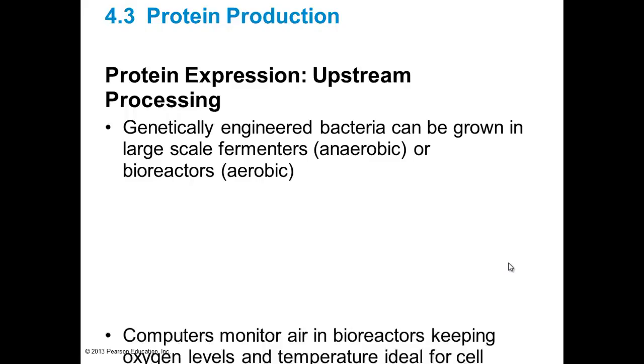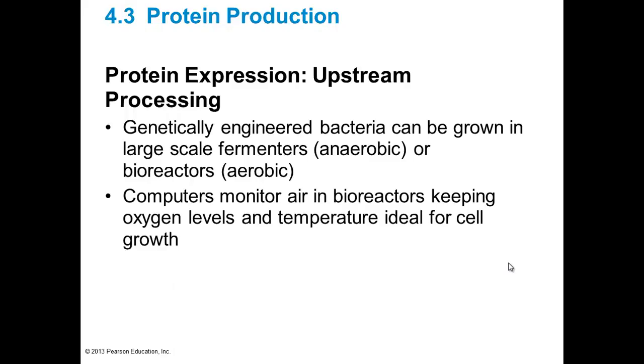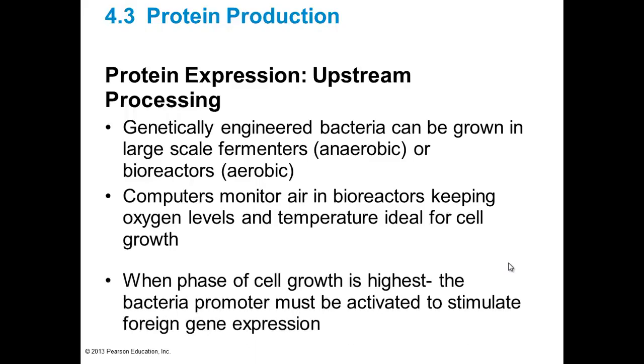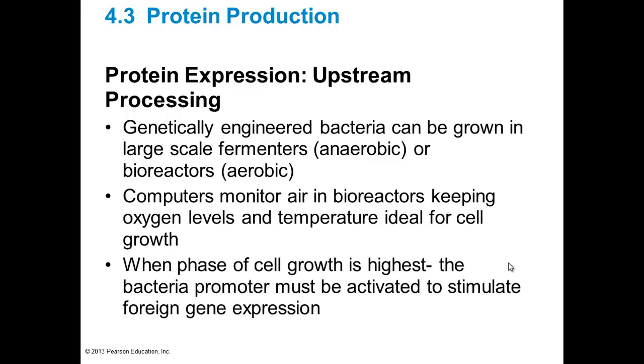Fermenters are generally anaerobic, bioreactors are aerobic. And then you have computational process control that monitors the air, keeps the temperature and oxygen levels optimal for growth. And then once you have the highest amount of cells, the phase of growth that is highest, then you stimulate your bacterial promoter to produce lots and lots of protein. There's no need to have a bacterial promoter that is on all the time, or constitutive. All you need to do is stimulate that promoter when the cell growth is the highest, and that will maximize the amount of protein.